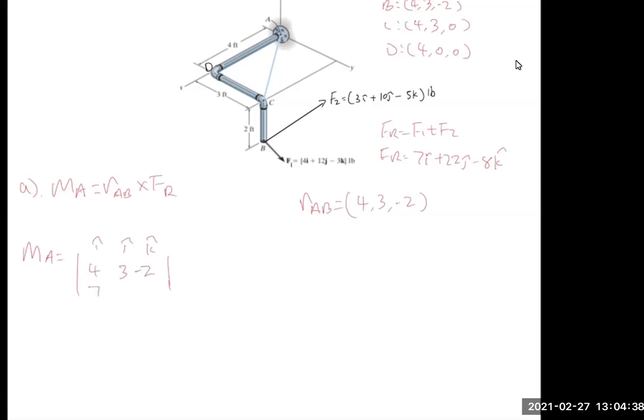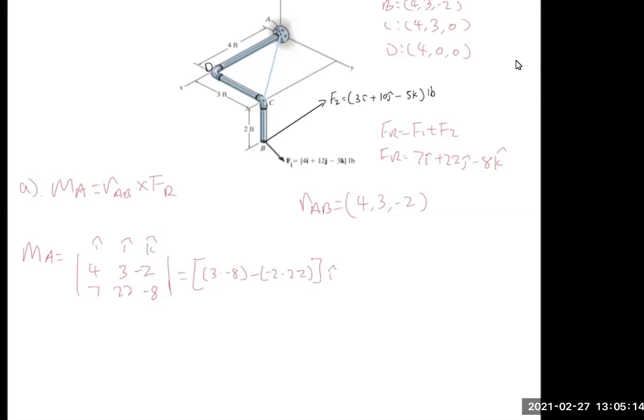FR is 7, 22, -8, equal to. I know that I'm going to do my cross product. So what's cross product? If I want to do I, I simply just cross the row where I is and cross the column where I is. Do 3 multiplied by -8 minus -2 multiplied by 22. So it'd be 3 multiplied by -8 minus -2 multiplied by 22.